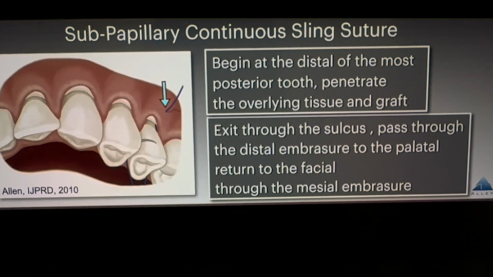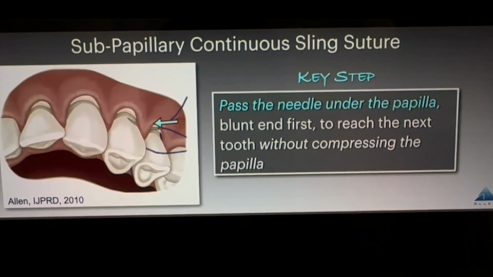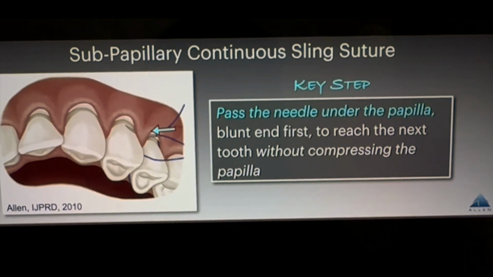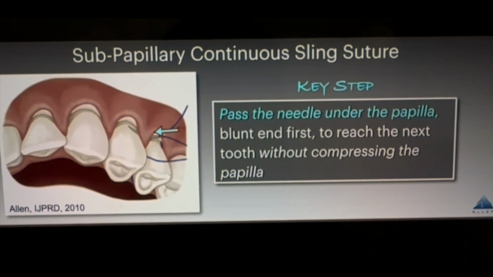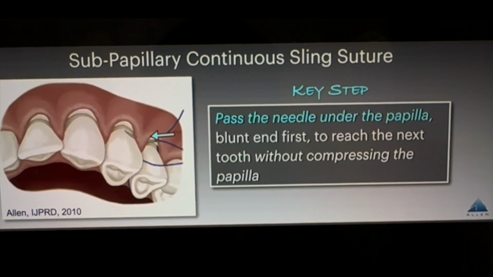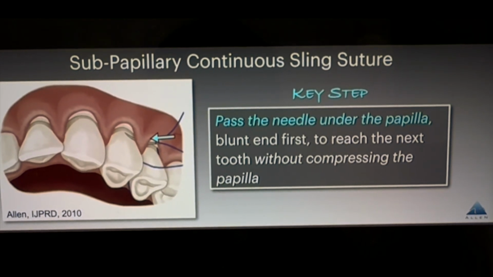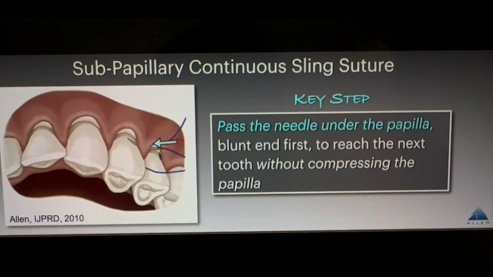the mesial embrasure. And then the next key step, instead of going to the distal of the next tooth directly, I go under the papilla so that I don't compress it. So this is really an important step in this sling suture. Now that allows you to continue this suture at the distal of each tooth that you're treating until you get to the most anterior tooth. And then you will get the mesial aspect and work your way back to the starting point.